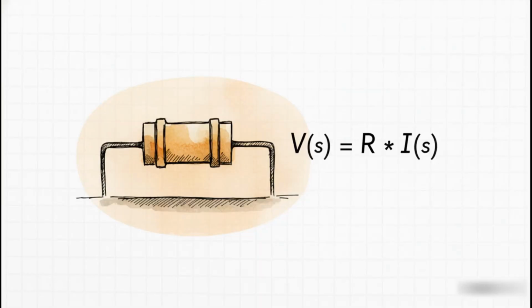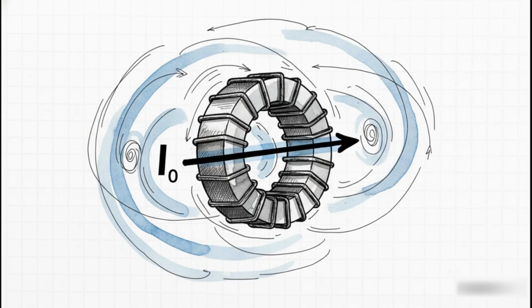Let's start with the easy one. A resistor is still a resistor. No matter where you are, time domain or S domain, good old Ohm's law works just fine. Voltage equals resistance times current. Nice and simple.